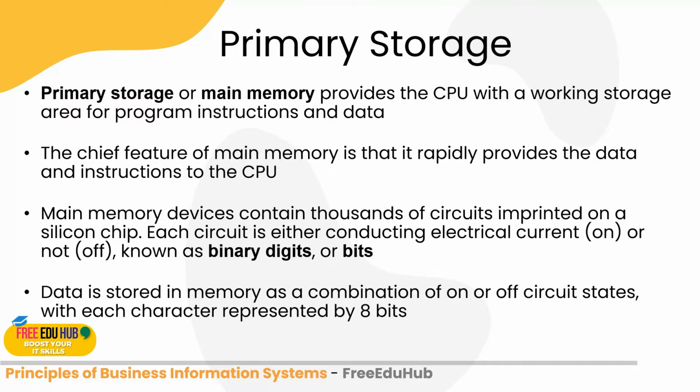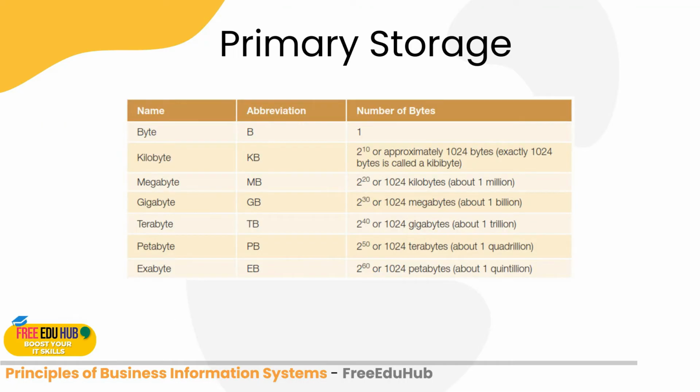The main memory device contains thousands of circuits imprinted on a silicon chip. Each circuit is either conducting electrical current or not, on or off, known as binary digits. The data is stored in memory as a combination of on or off circuit states. Each character is represented by 8 bits. As you can see here, a byte is abbreviated as B. A kilobyte, KB, is 2 raised to the power 10, which is approximately 1024 bytes; exactly 1024 bytes is called a kibibyte. Then it goes on to megabyte, gigabyte, terabyte, petabyte, and then exabyte. It depends on how big the storage device is. Nowadays most hard drives come in TBs, whereas in storage systems we have petabytes and exabytes.